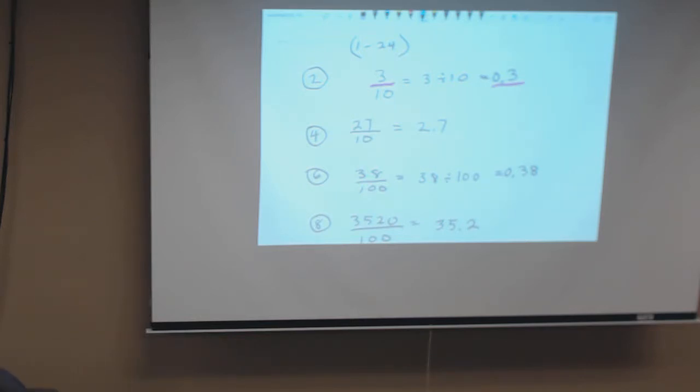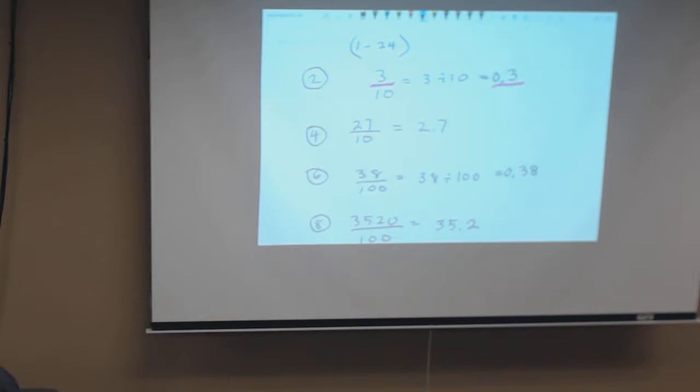Number 4, 27 over 10. You divide 27 by 10, you get 2.7. What did it do? Sometimes we say it came out even. Don't we say that? So that's another way to look at it. So that's a terminating number. What are we supposed to do here? Oh, just write it in decimal form.